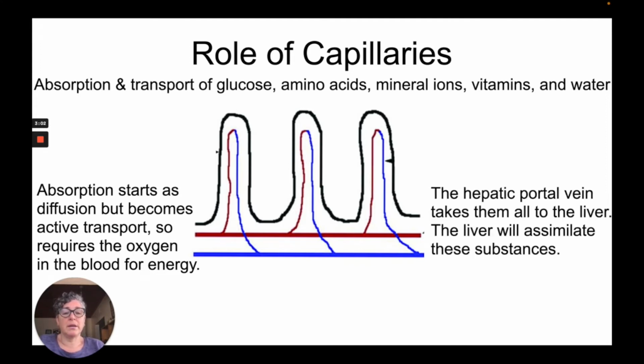As the blood comes out of the capillaries, it will lead into a venule, which is just a small vein. That leads to what is called the hepatic portal vein and takes all of those digested molecules to the liver. The liver will assimilate these substances, and we'll talk about what assimilation is in just a few minutes.